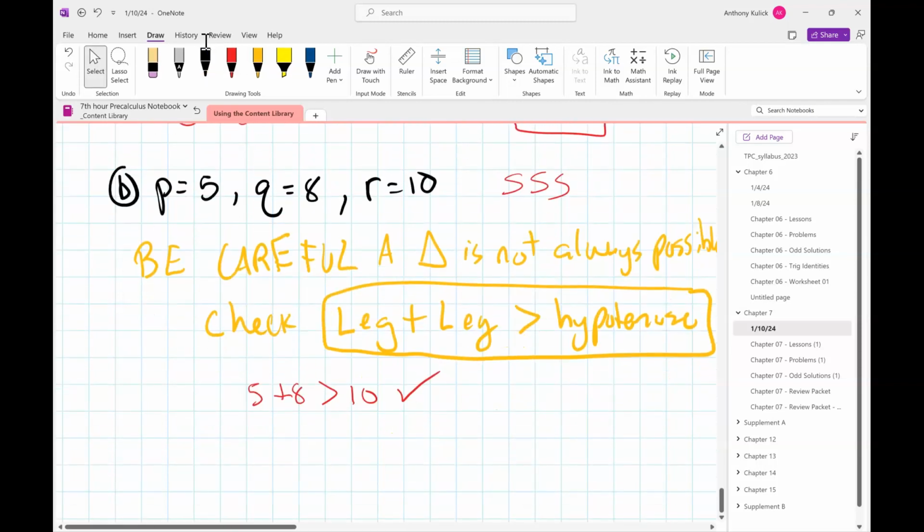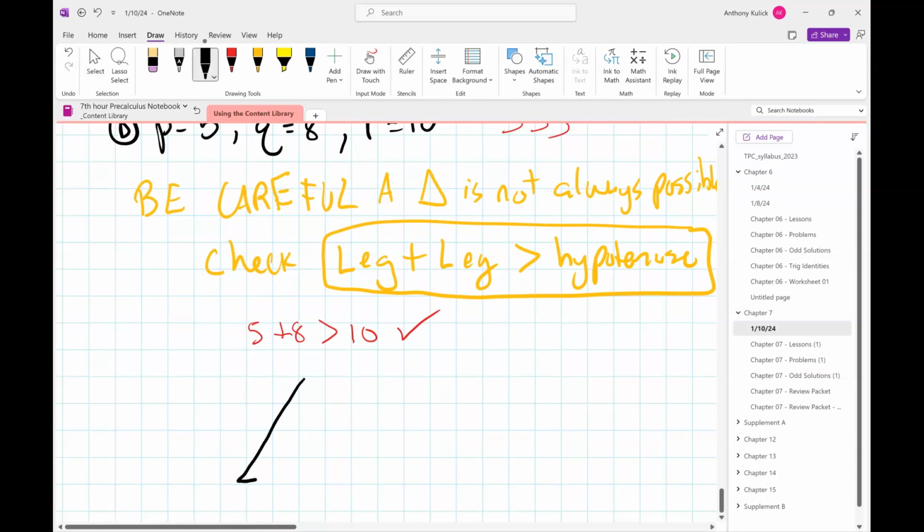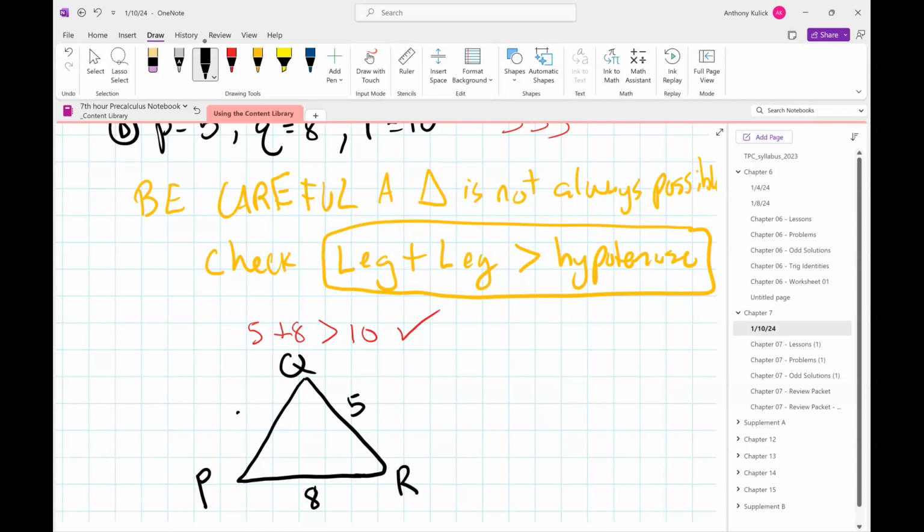Okay. So now I'm going to draw my picture. Well, maybe I should do that. I've been doing that every time. Okay. Now, I have 3 angles to solve for. Once again, have to be careful.